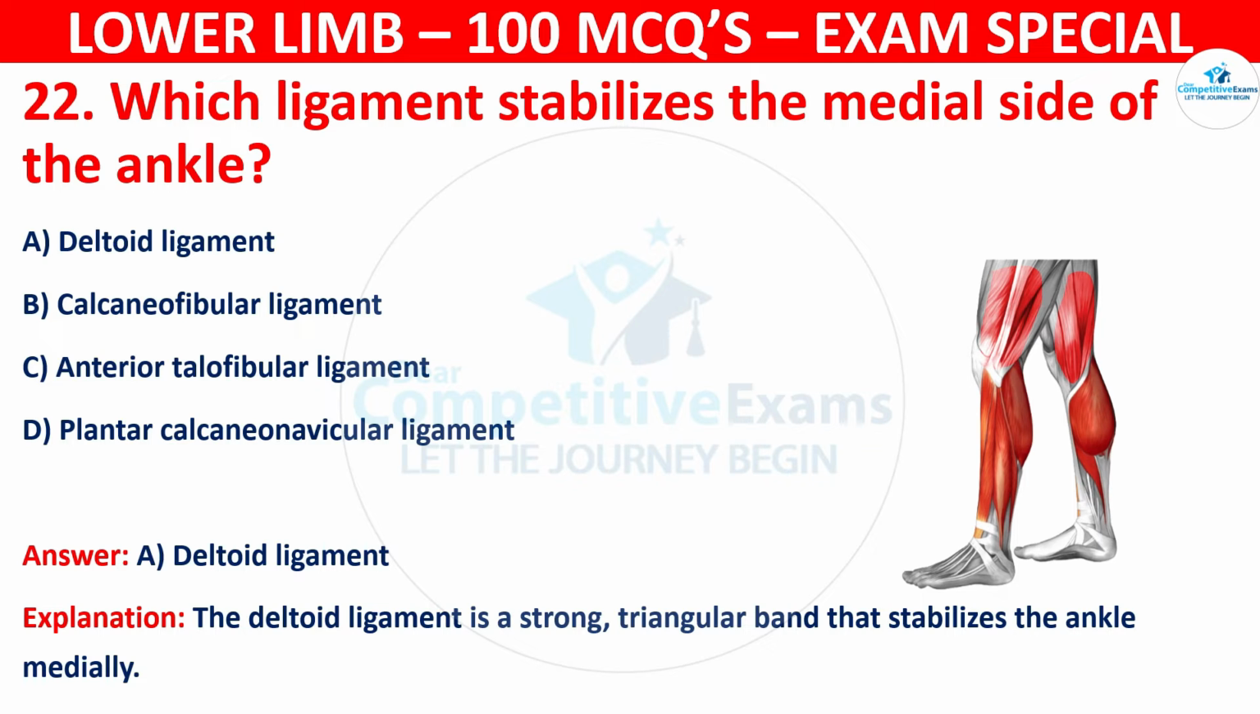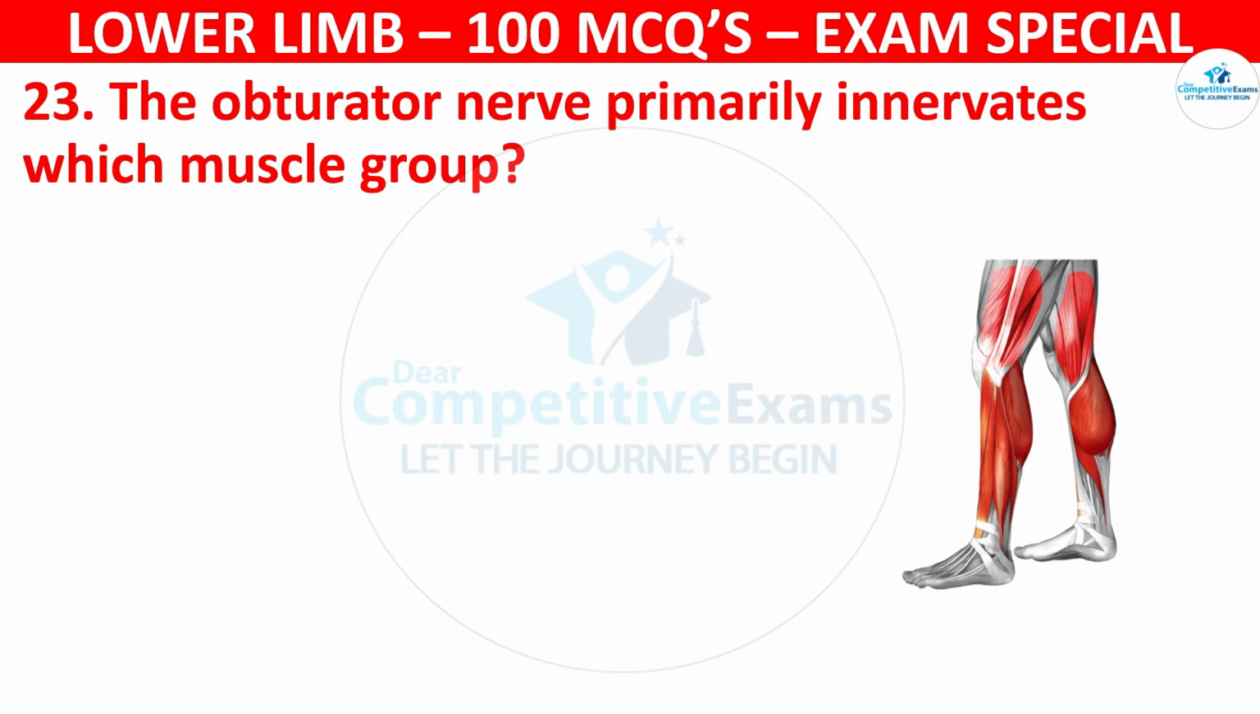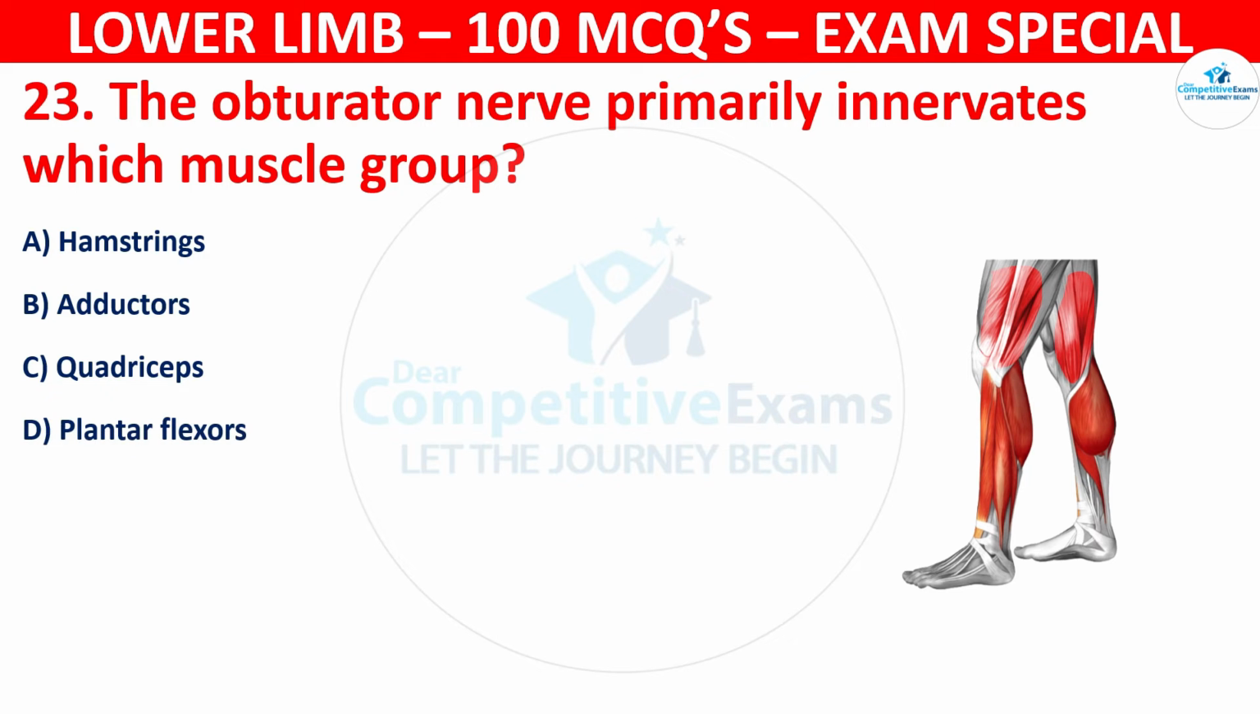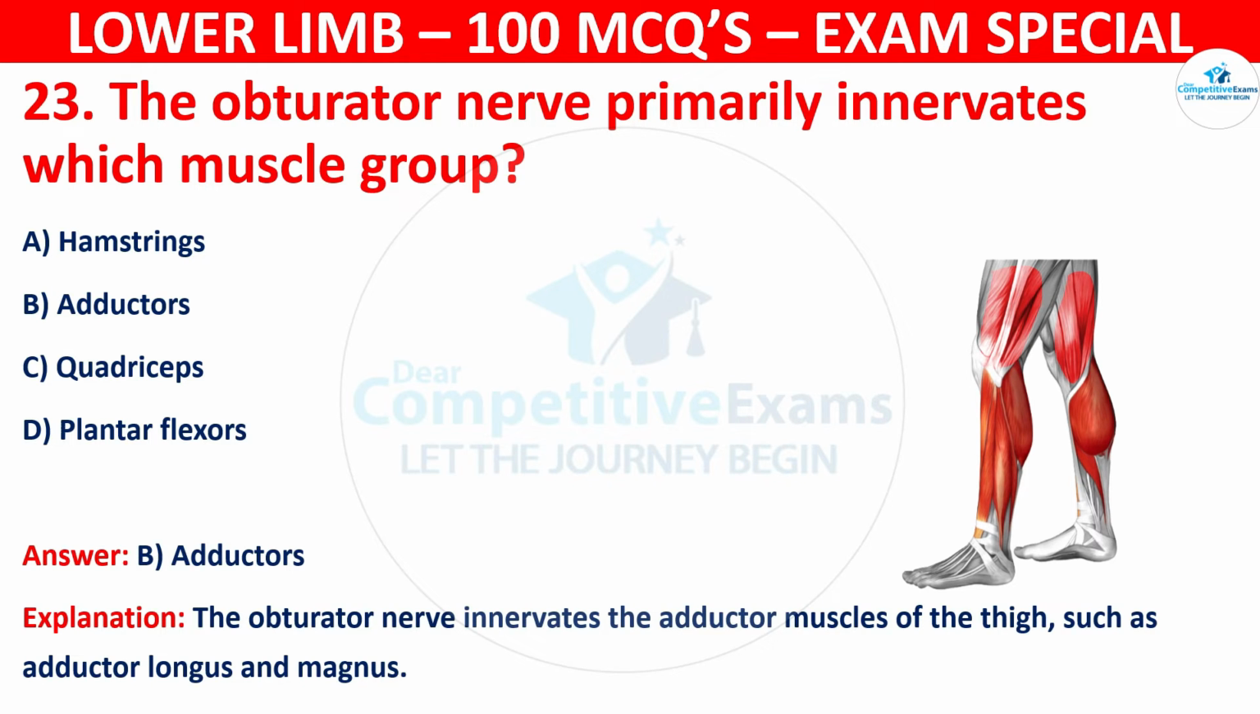Question number 23. The obturator nerve primarily innervates which muscle group? Your options are hamstrings, adductors, quadriceps, or plantar flexors. The correct answer is B, that is adductors. The obturator nerve innervates the adductor muscles of the thigh, such as adductor longus and magnus.